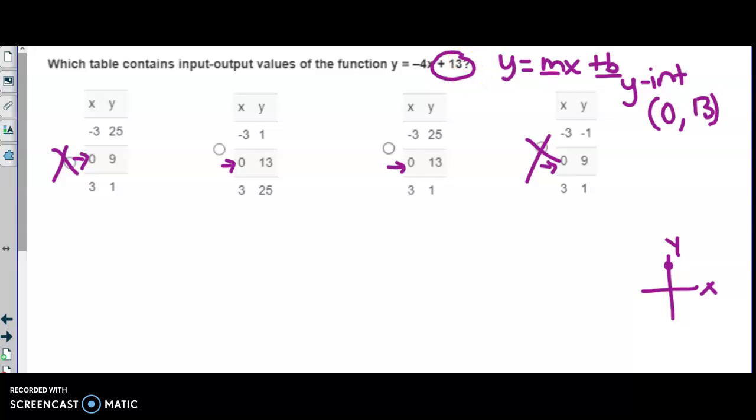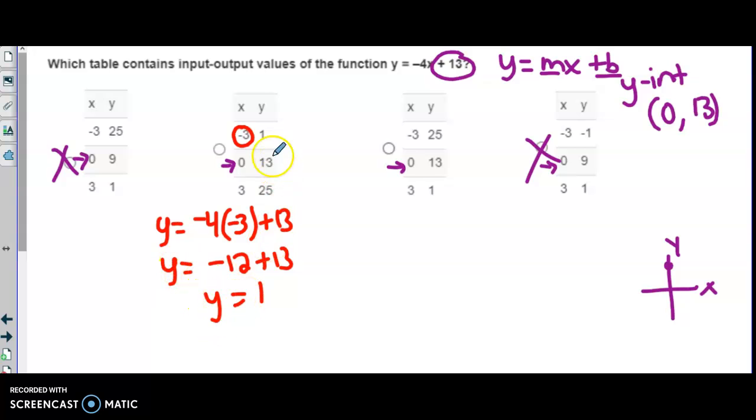Now I am going to go ahead and plug in to see which one works. I'm going to plug in a -3 for x, and I'm going to see what it gives me for y. So I'm going to do it right down here. I'm going to do -4, and then for x, instead of writing x, I'm going to substitute in a -3. -4 times -3 is -12 plus 13. That is a +1. And that is what y was supposed to equal. It was supposed to equal 1.